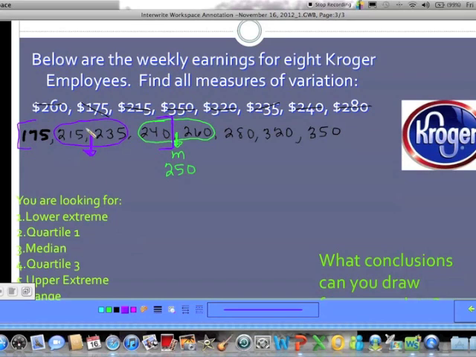And to find what that number is, you average the two numbers together. So you find the mean of these two numbers. When you add them and then divide by 2, you get 225. So this is Q1. So that's my lower quartile, or my Q1.